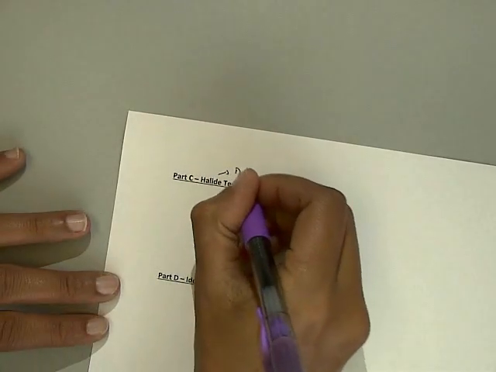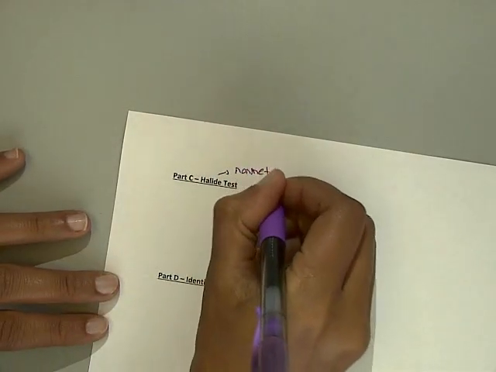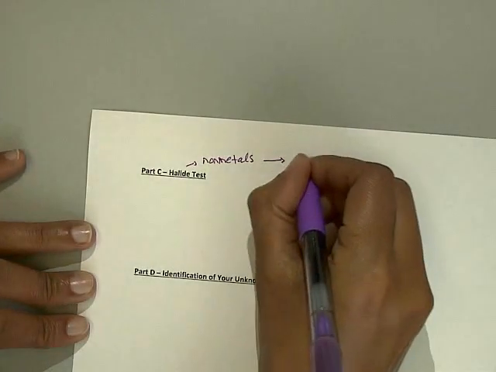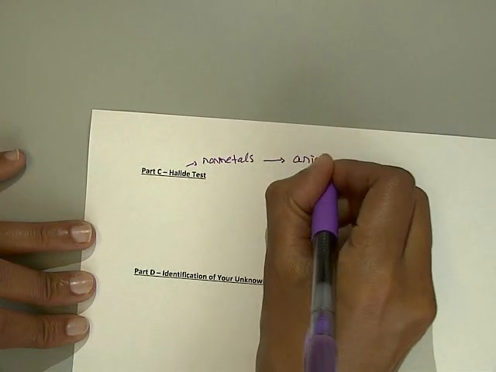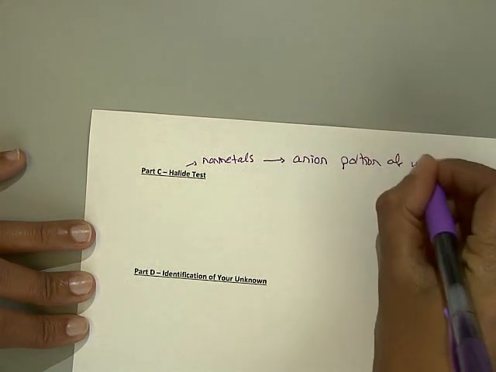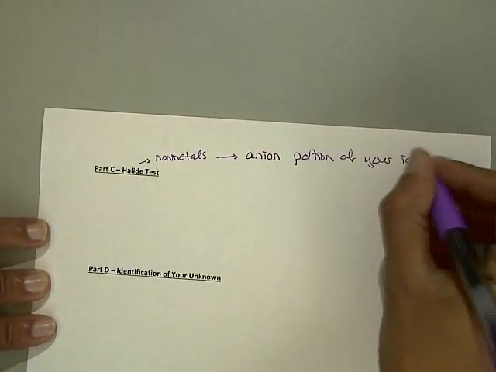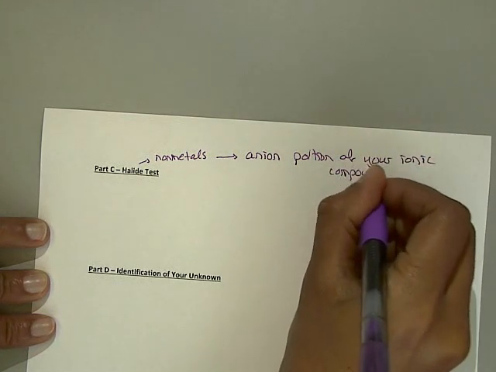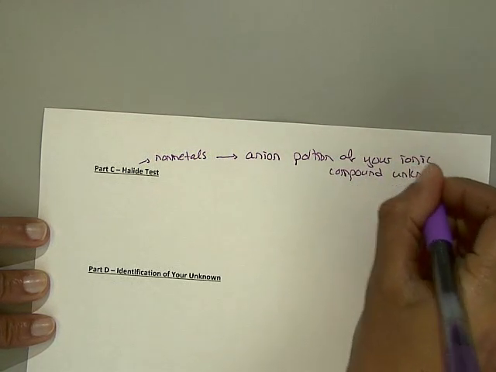In part C, you're performing the halide test. Now remember, halides are nonmetals, which means you are identifying what part of your ionic compound. You are identifying the anion portion of your ionic compound unknown solution.